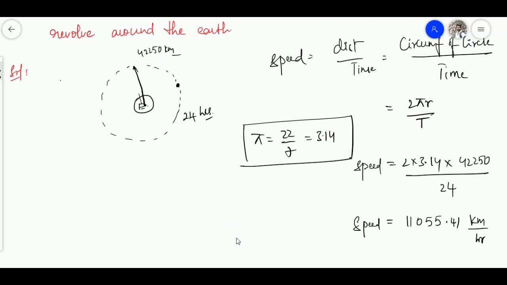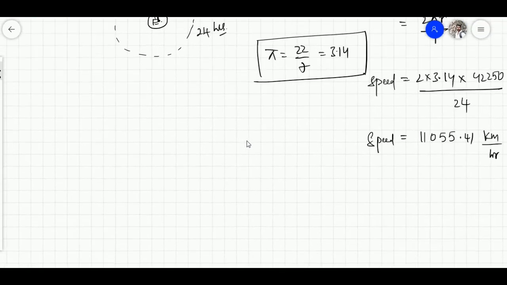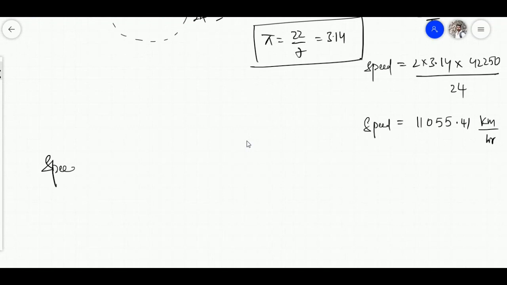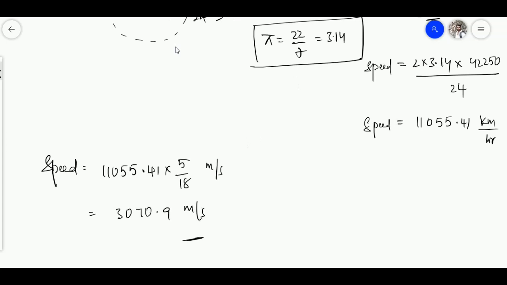If you want to make this in meters per second, speed equals 11055.41 into 5 by 18 meters per second. To convert kilometers per hour into meters per second, I have to multiply by 5 by 18. So do the calculation, and you will end up with 3070.9 meters per second. That's it.